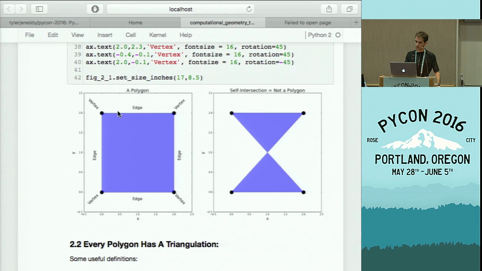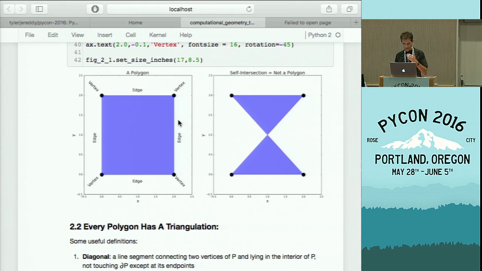So formally, we have these edges. The straight lines in the polygon are called edges, and the corners are called vertices. We generally assume that the vertices are bends, so that you don't have, for example, a straight line with a vertex and another line after that. So we generally assume that there's a bend at each vertex. So if there's self-intersection, it's not a polygon.